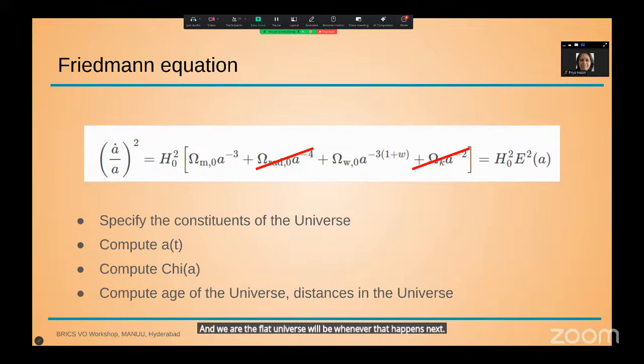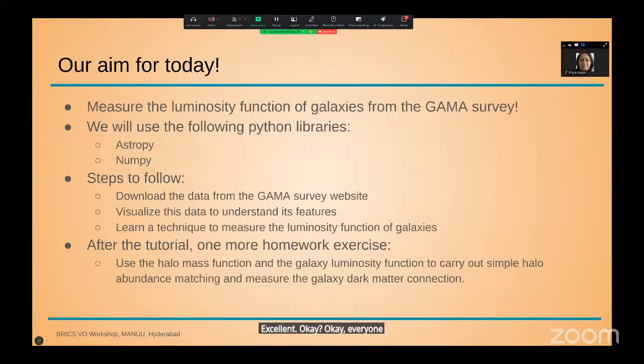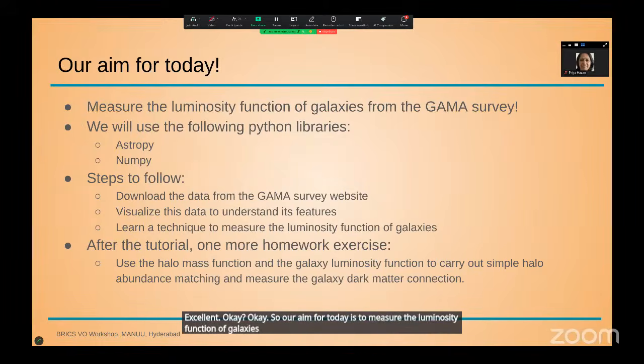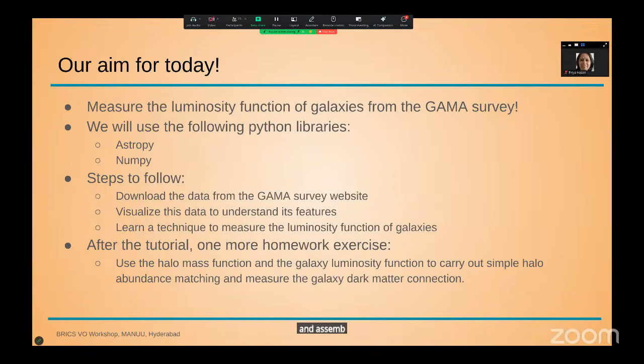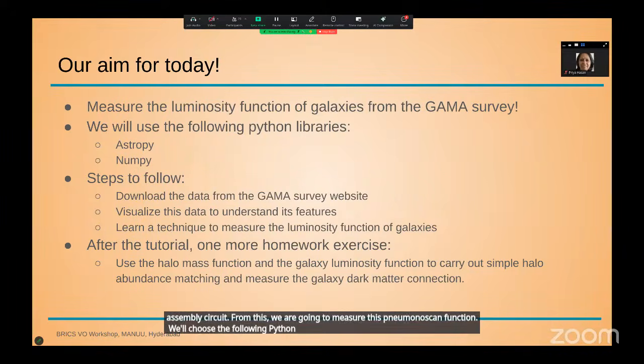That's it. Okay. Everyone with me so far? So our aim for today is to measure the luminosity function of galaxies from the GAMA survey. So GAMA is the Galaxy And Mass Assembly survey. From this, we are going to measure this luminosity function. We will use the following Python libraries, AstroPy and NumPy.